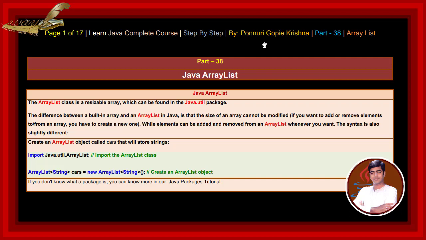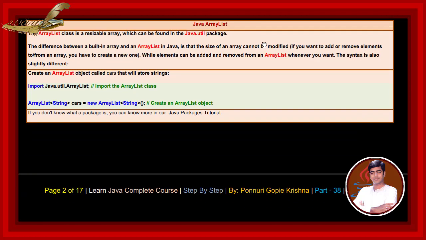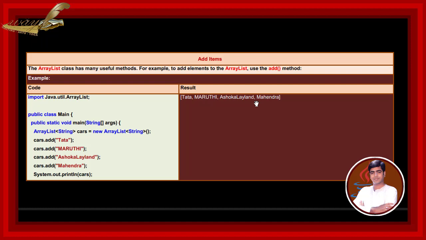The syntax is also slightly different. See here, create an ArrayList object called cars that will store strings. Import java.util.ArrayList, the ArrayList class. ArrayList<String> cars = new ArrayList<String>(). This creates an ArrayList object. If you don't know what a package is, you can learn more in our Java package tutorials.